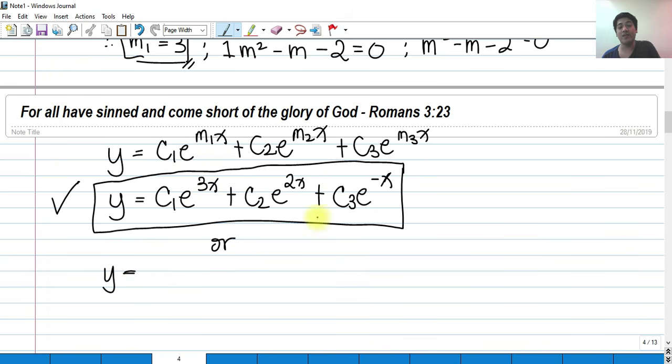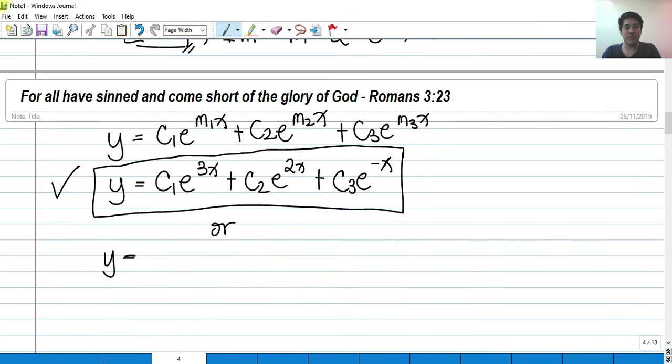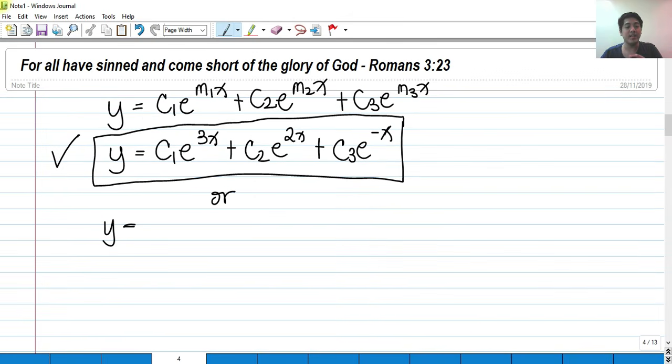We have 3, 2, and negative 1. Hence, we are solving for distinct roots for this video. For the upcoming video, we're going to have repeated roots and imaginary roots. But for now, we're going to have distinct roots, meaning the roots are not the same.